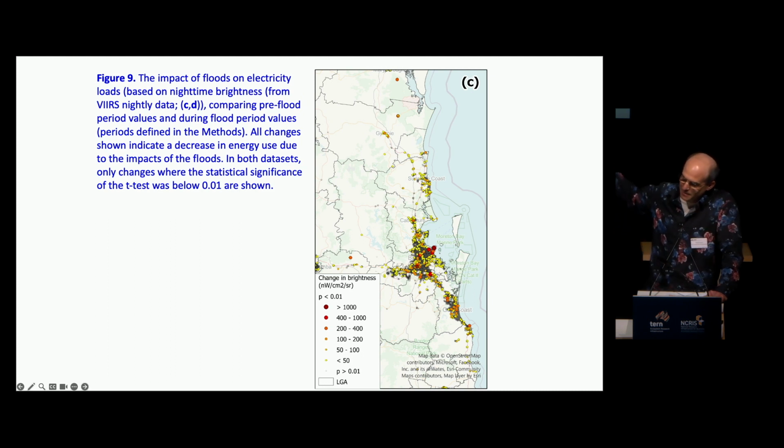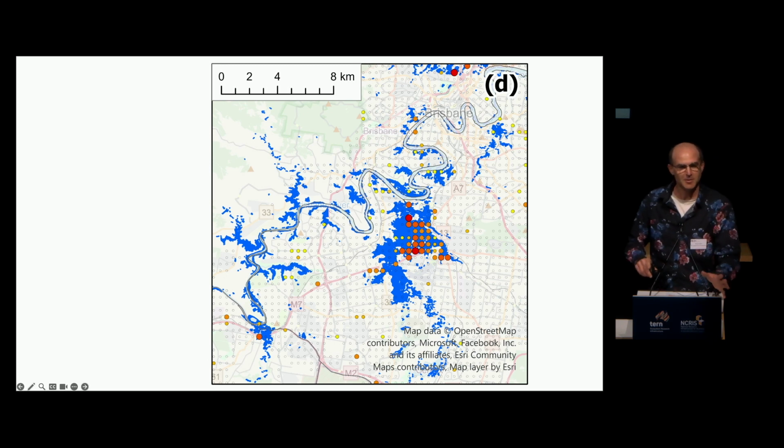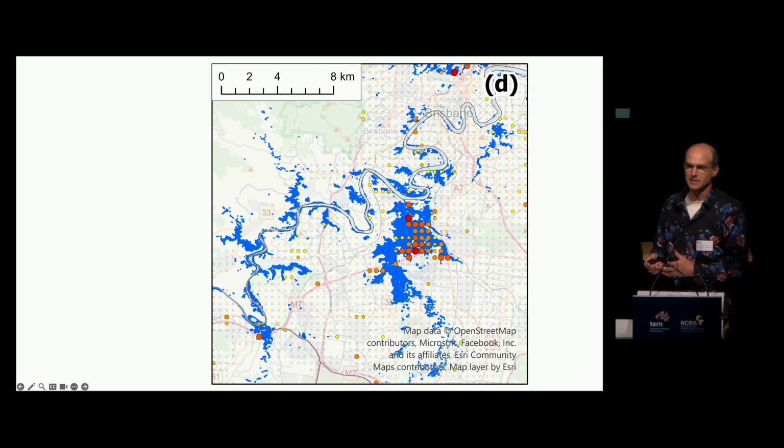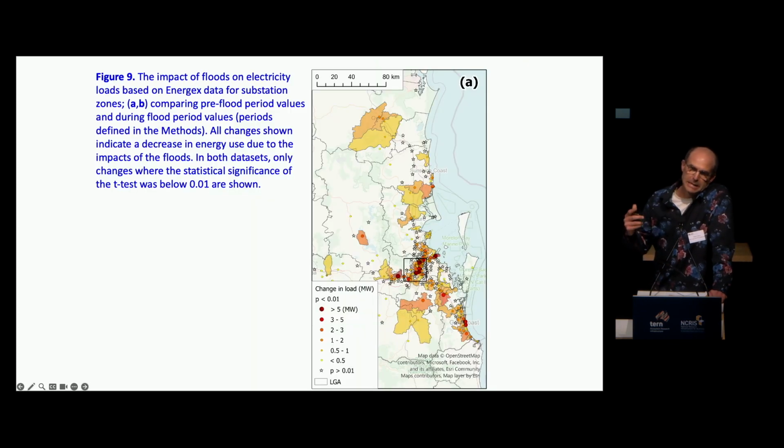These are locations where there was a statistically significant change, a reduction in night lights. Zooming in, you can see that it corresponds quite well with the actual flooded areas as mapped using Planet in blue. We also compared this with data on electricity loads from Energex. Energex is the regional supply of electricity in southeast Queensland.